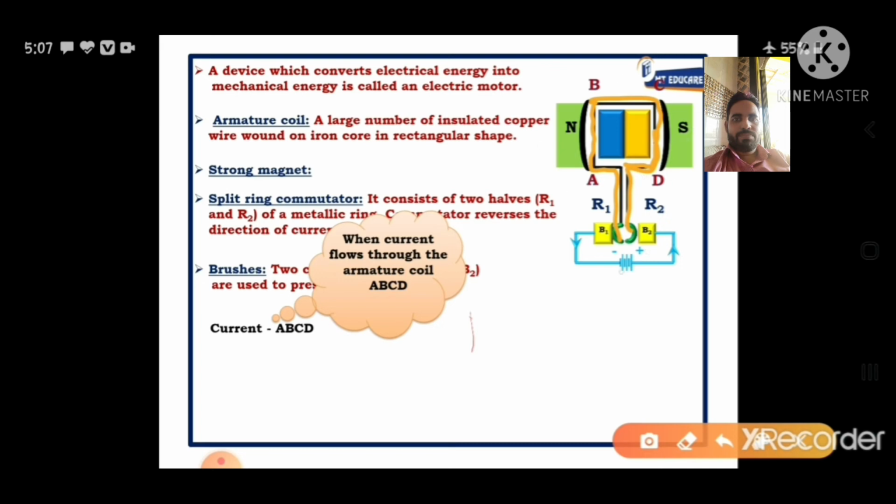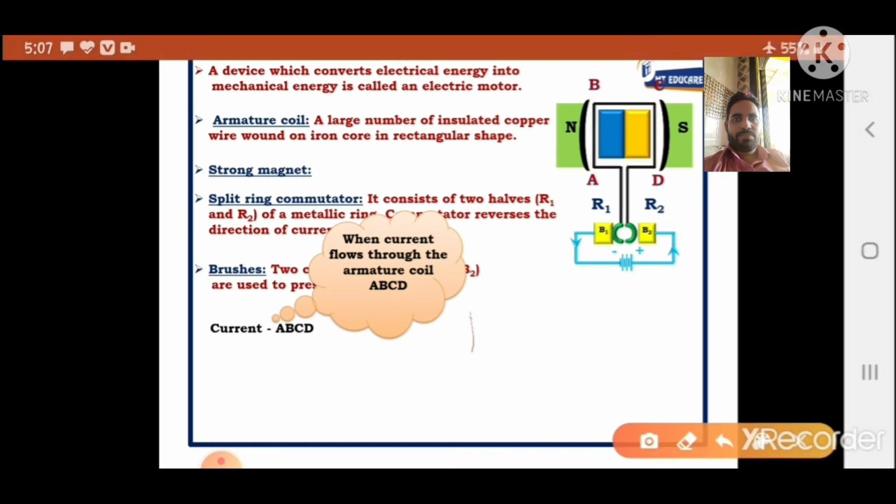Now current will start flowing from the positive terminal to the negative terminal. I am showing you the direction of the current. The current will start from here. It will enter into B2 first. From B2 it will enter this coil, and from this coil it will go through R2. It will go from D to C, C to B, from B to A, and from A it enters into the ring R1, and from R1 it enters B1, and from B1 it will come back to the negative terminal.